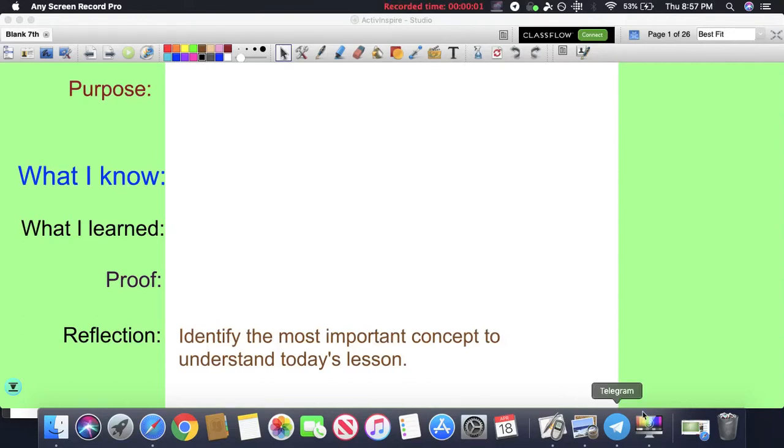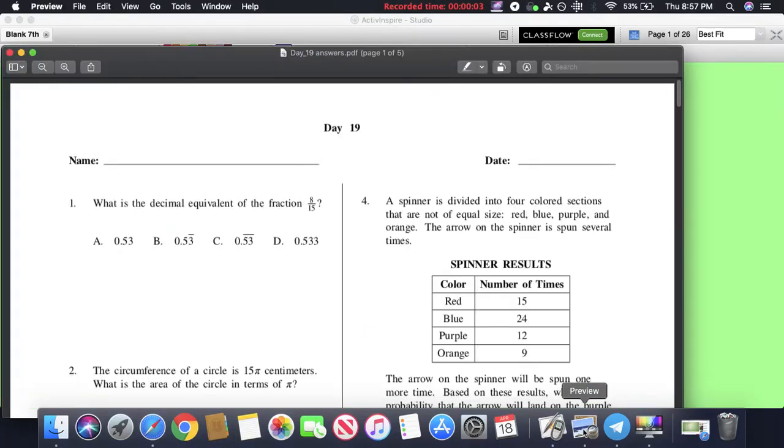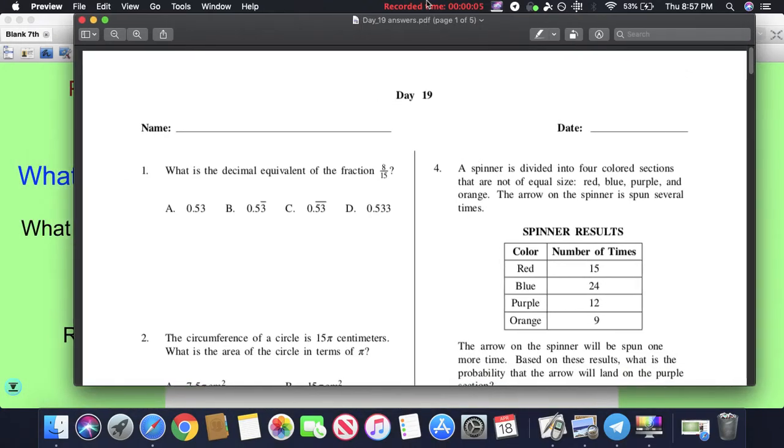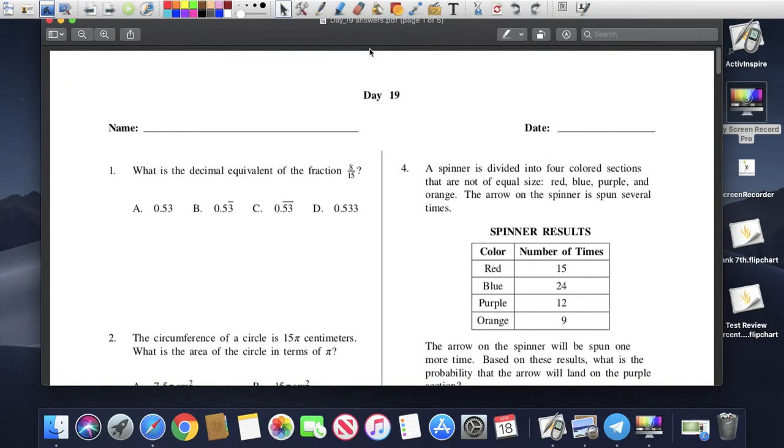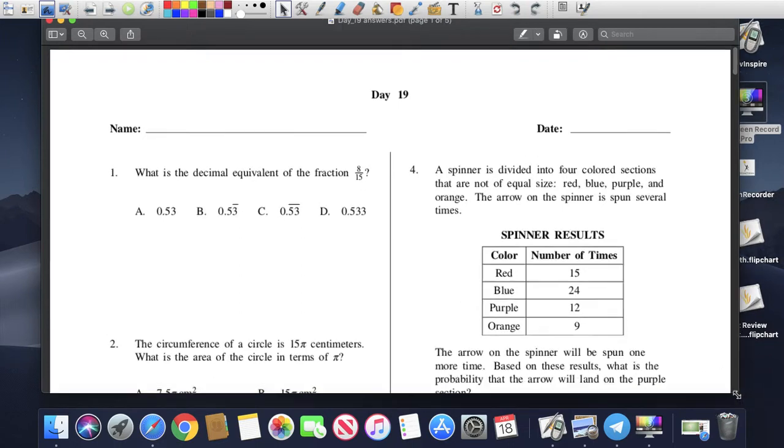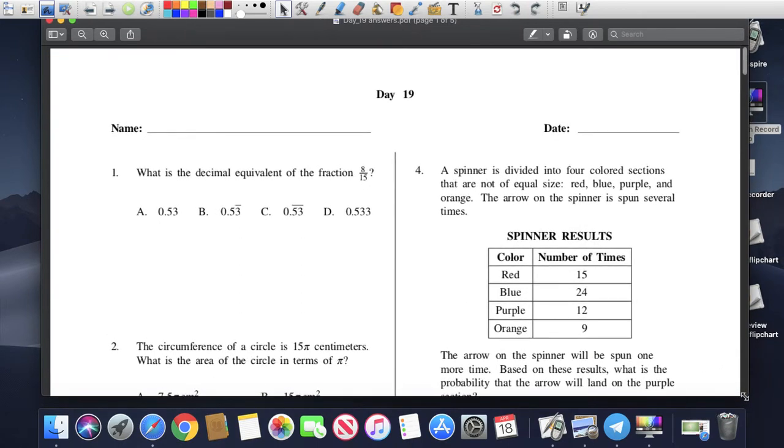Okay, day 19. Well, not too much longer to go. Okay, so I am going to use last year's state test for today and tomorrow. Sorry, for tomorrow and the day after, the weekend. So this is going to be all the release questions from 2018. Okay, here we go.